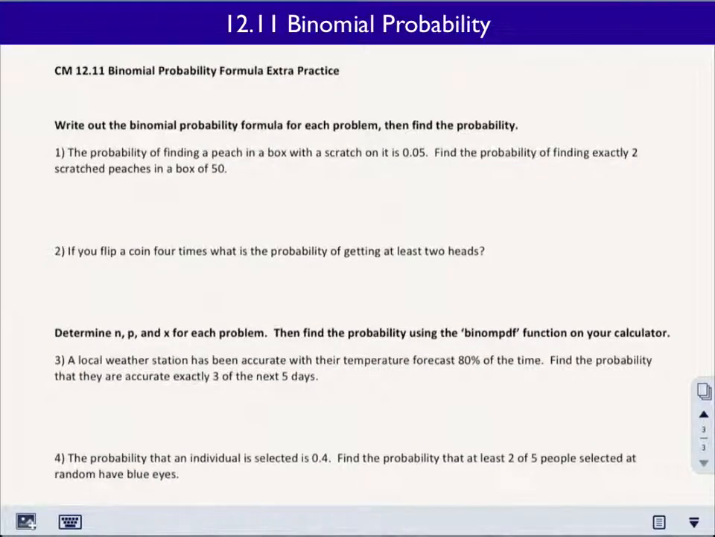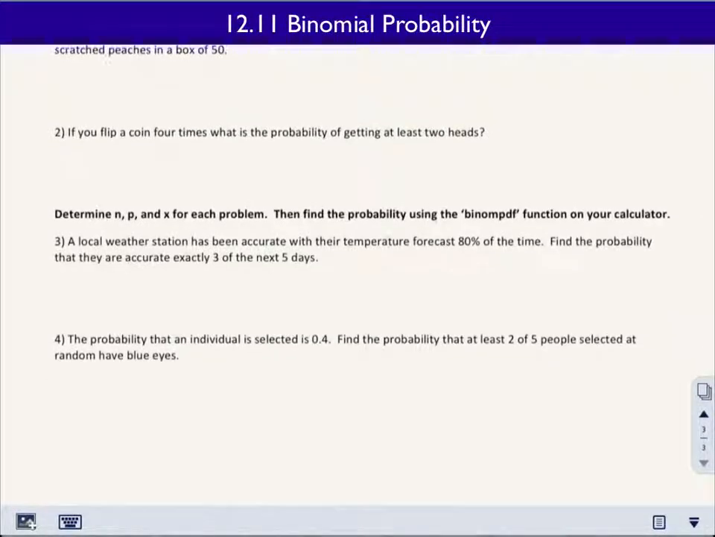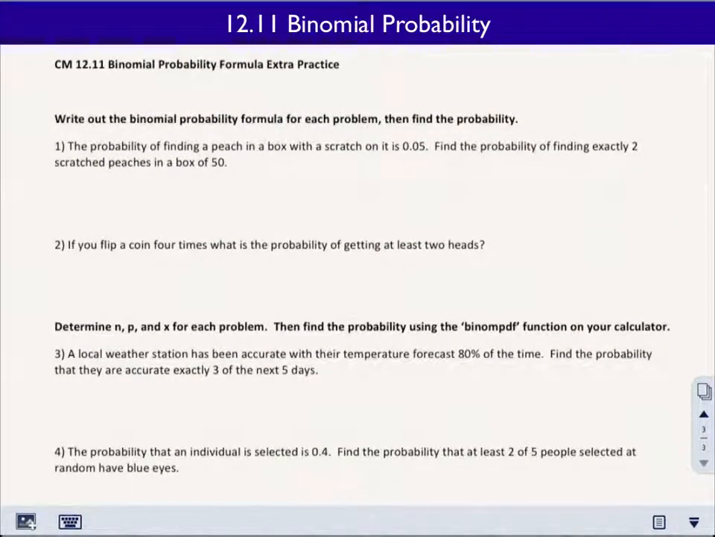All right, I want you to give problems 1 through 4 a try on your own. Go ahead and pause the video and then come on back to check your work, just to make sure that you know how to do this.